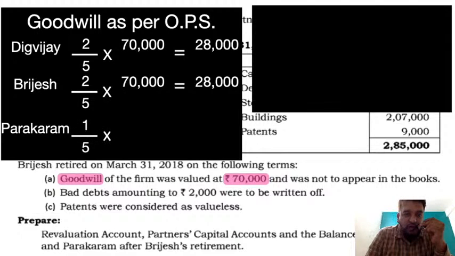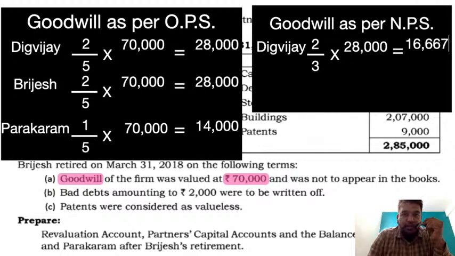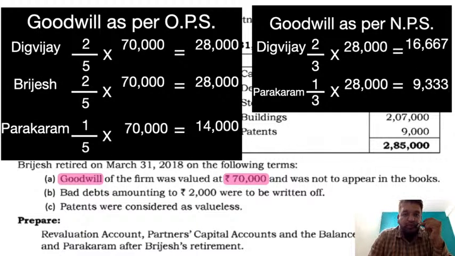So now who's leaving? Brijesh is retiring. So Brijesh will get 28,000 rupees out of that 70,000. And now this 28,000 is shared.